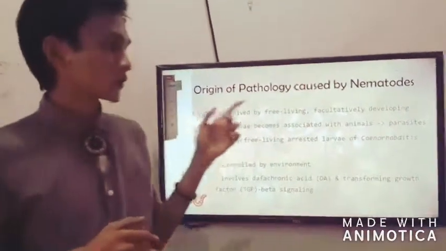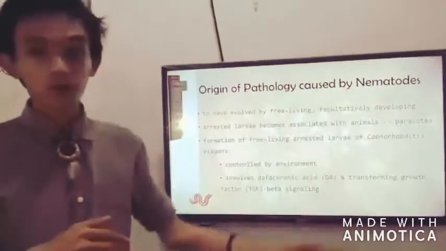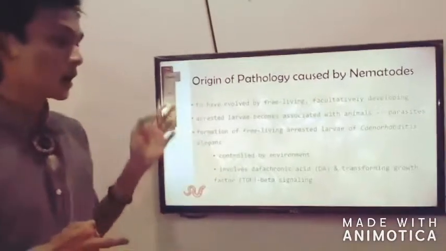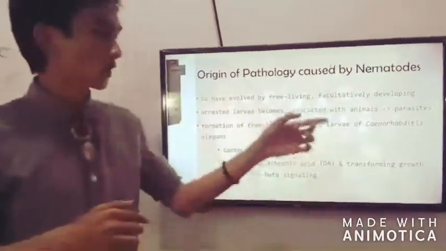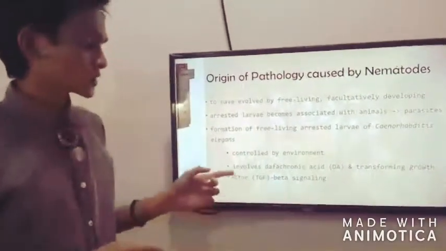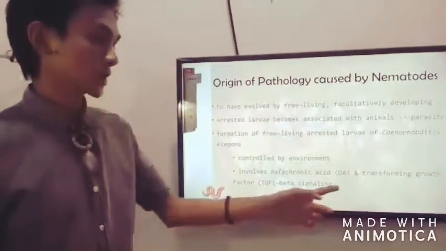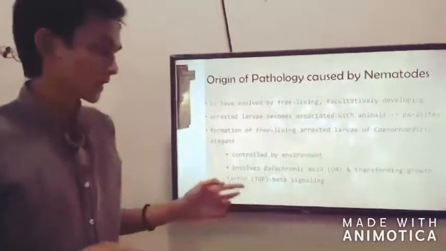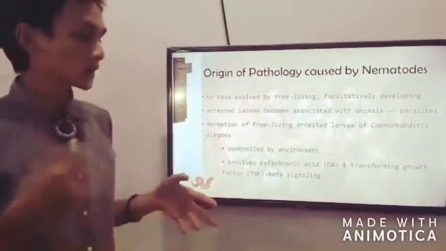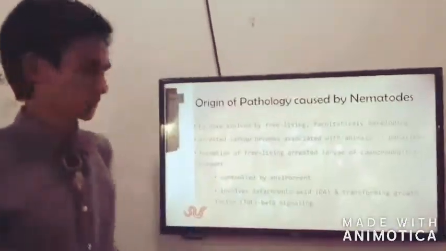The arrested larvae become associated with animals, which in turn became parasites. The formation of free-living arrested larvae of Caenorhabditis elegans, or the ancestor of Caenorhabditis elegans, may have been controlled by the environment, which has been genetically studied to involve dafachronic acid, or DA, and transforming growth factor beta signaling, which included the metabolic processes required during parasitism.